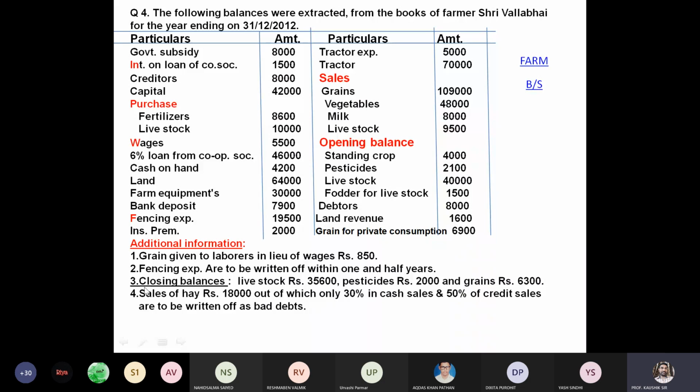Closing balances. 2 effect will be given. 1, credit side of the farm account and as assets.